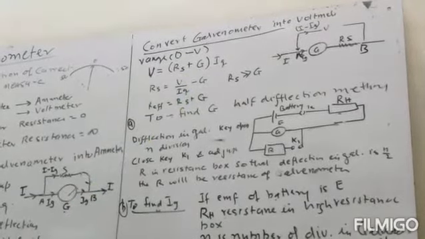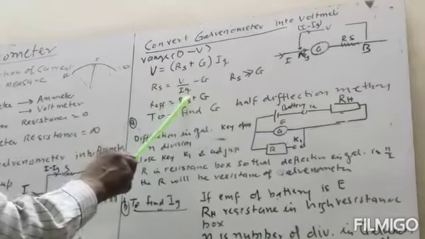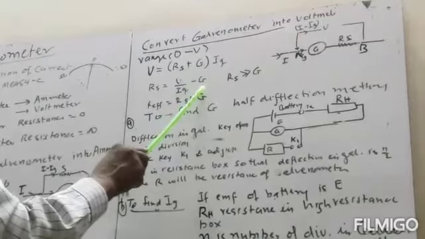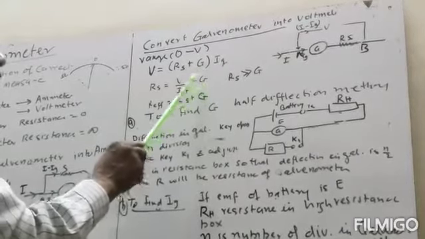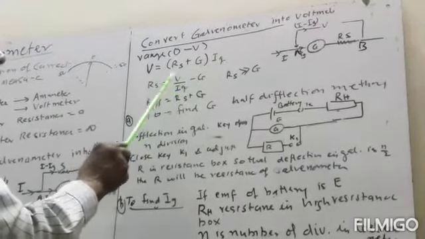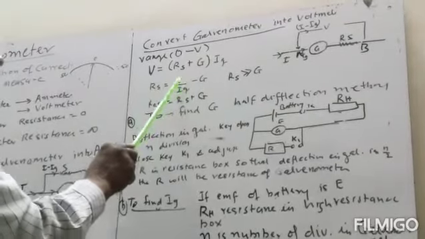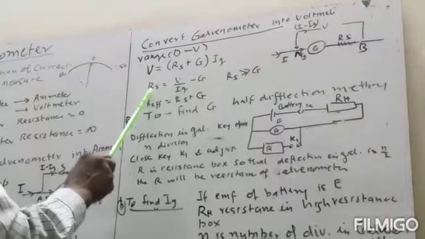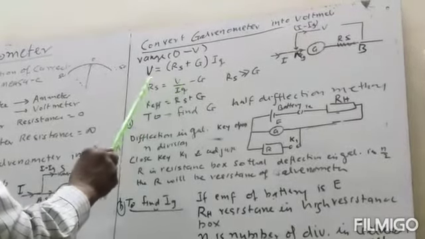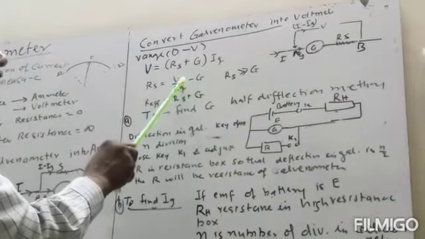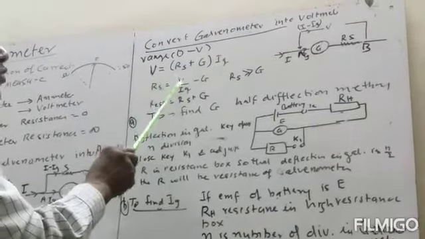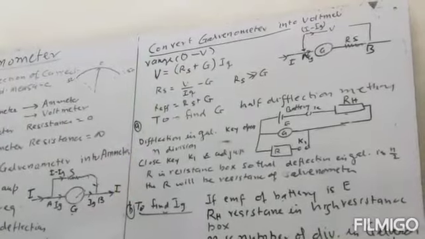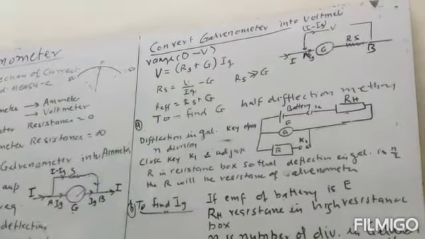As I have told earlier, Ig is constant for a given galvanometer. G is the resistance of the galvanometer, and that is also fixed. Both things are fixed. So Rs will depend upon the range. If it is 5 volt, then Rs will be less. If V is 10 volt, then Rs will be more. So Rs will depend upon the maximum voltage which we want to measure.